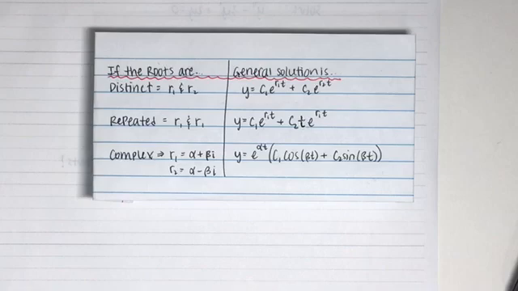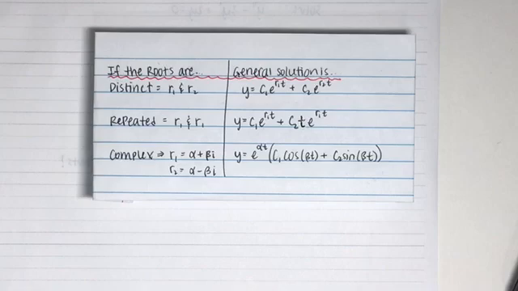If your r's are repeated, meaning they're both the same, so you get r = 5 and r = 5 again, then the general solution is y = c1 e^(r1 t) + c2 t e^(r1 t).